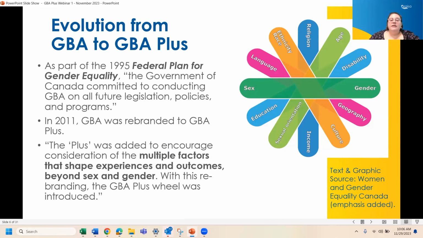So as part of the 1995 Federal Plan for Gender Equality, the Government of Canada committed to conducting GBA at that time without the plus on all future legislation, policies, and programs. In 2011, GBA was rebranded to GBA Plus. The plus was added to encourage consideration of the multiple factors that shape experiences and outcomes beyond just sex and gender. And at that time, the GBA Plus wheel, as shown on the right, was introduced.